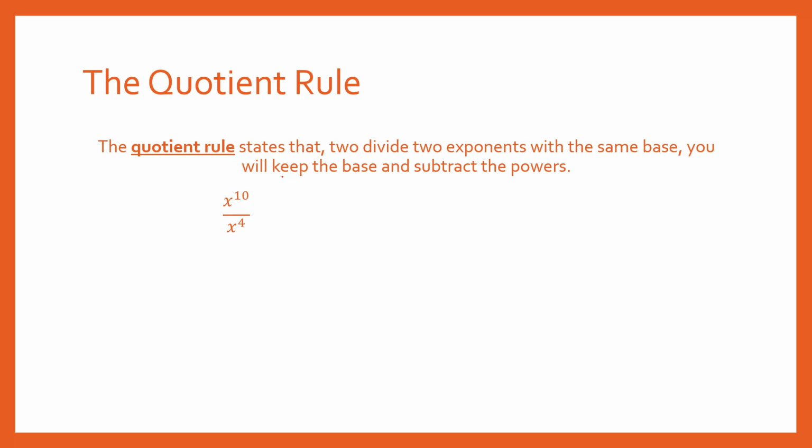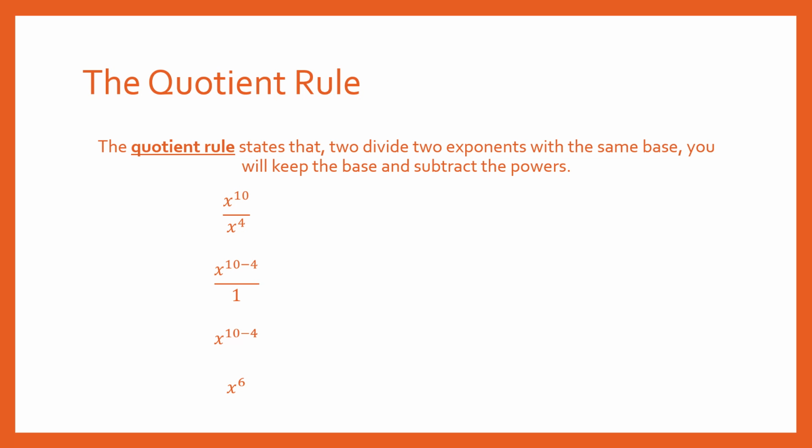It becomes the opposite. So if x to the 4th moves up to the numerator, it becomes the opposite, which is a -4, which tells us that we have to subtract. Now with x to the 4th gone, it's not that there's nothing there, that becomes a 1. And x to the 10th minus 4 is x to the 6th, and that's our final answer.